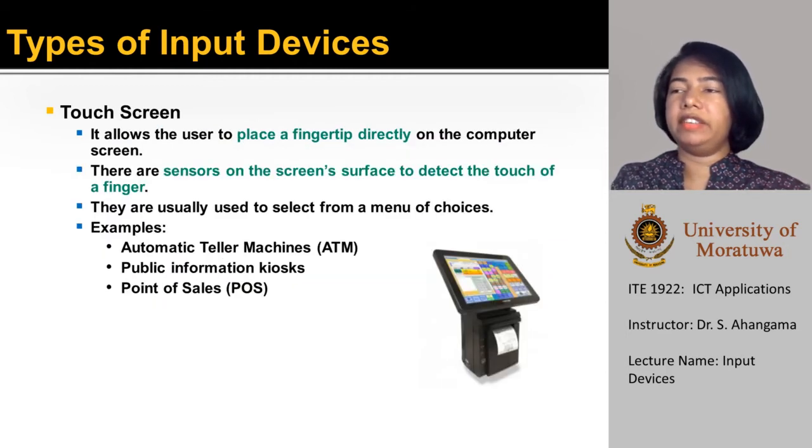Next, we have touch screen. It allows the user to place a fingertip directly on the computer screen. There are sensors on the screen surface to detect the touch of a finger. They are usually used to select from a menu of choices. For example, we can consider ATM machines, public information kiosks, and point of sales.